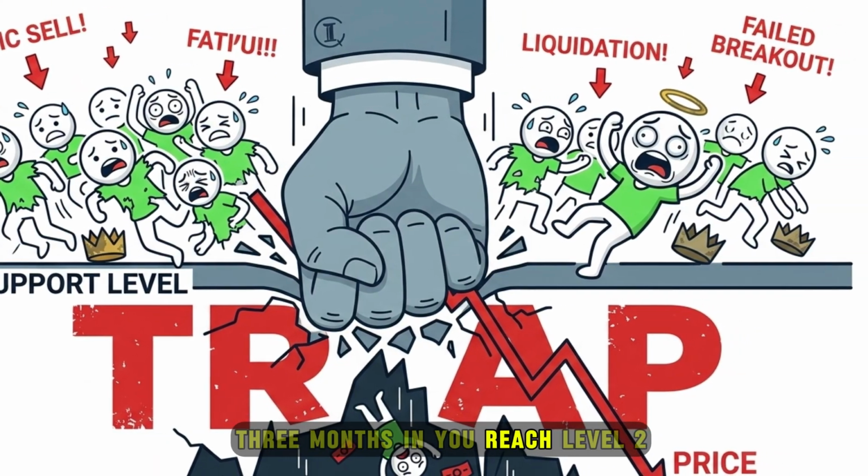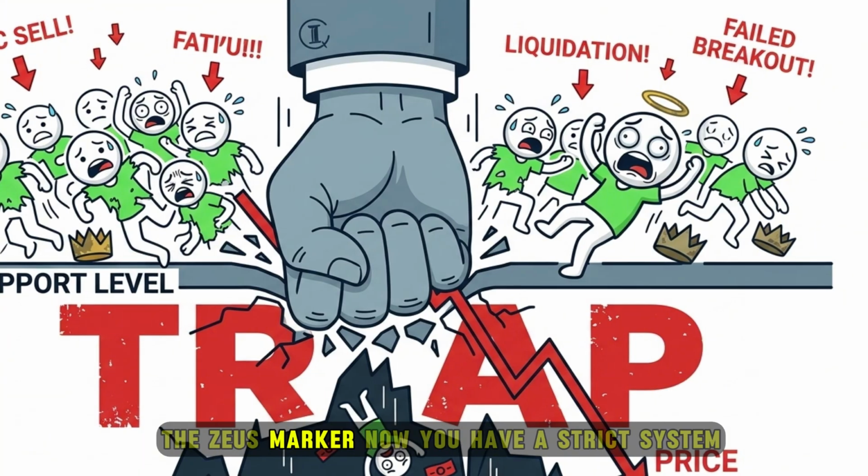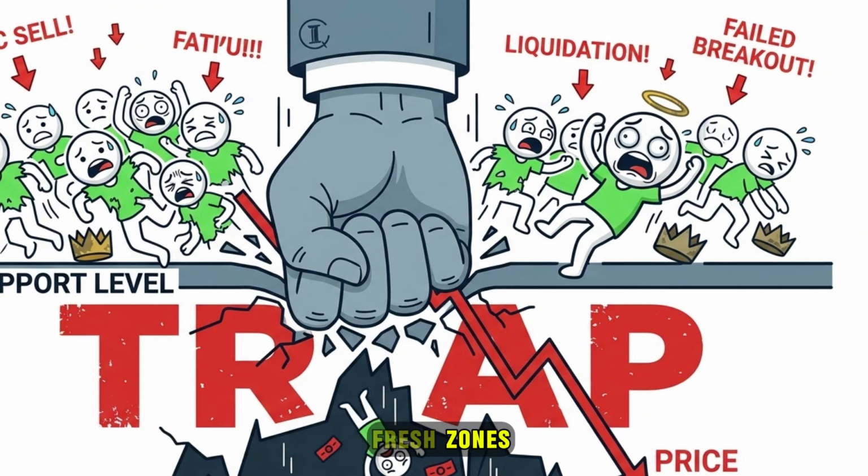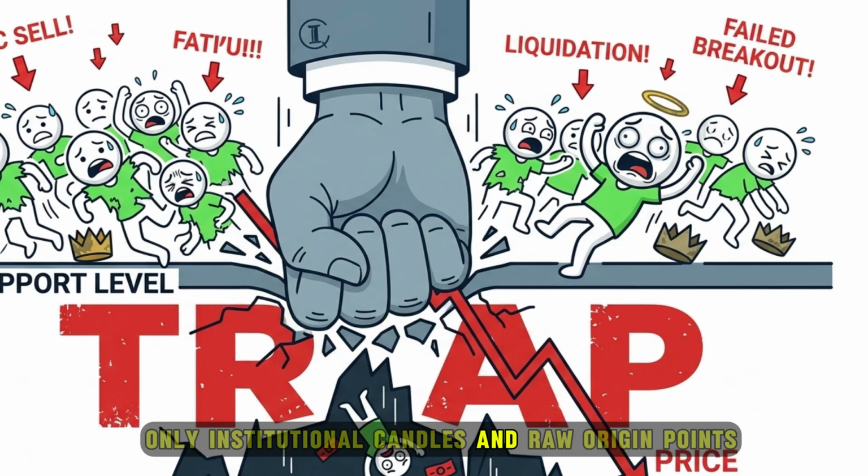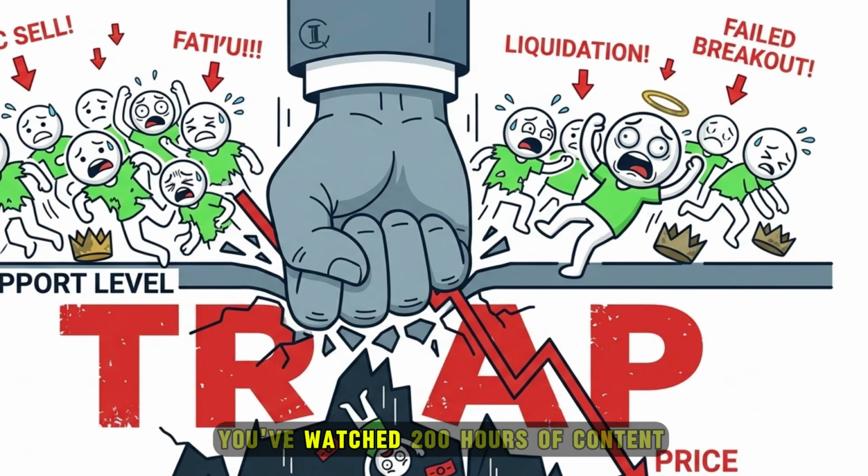3 months in, you reach level 2, the Zeus marker. Now you have a strict system: fresh zones only, institutional candles, and raw origin points. You've watched 200 hours of content and synthesized it into a dense 4-page PDF you made for yourself, which you've already revised 11 times. Your win rate is exactly 34%.